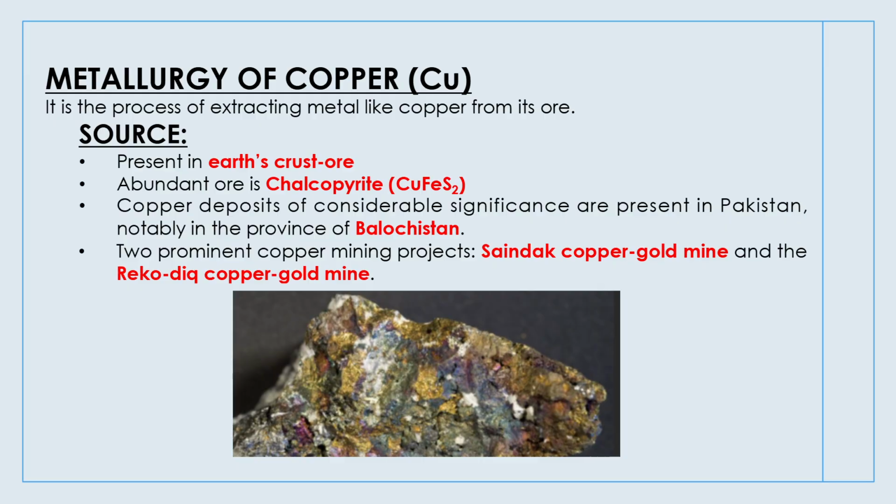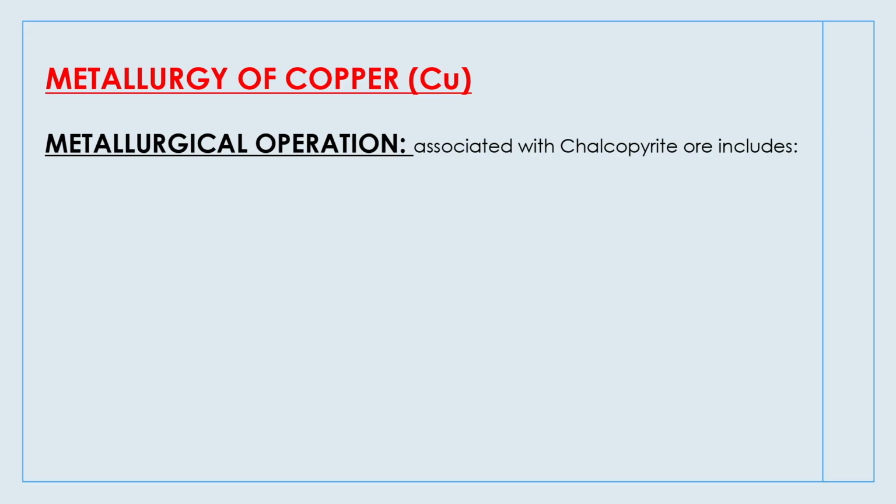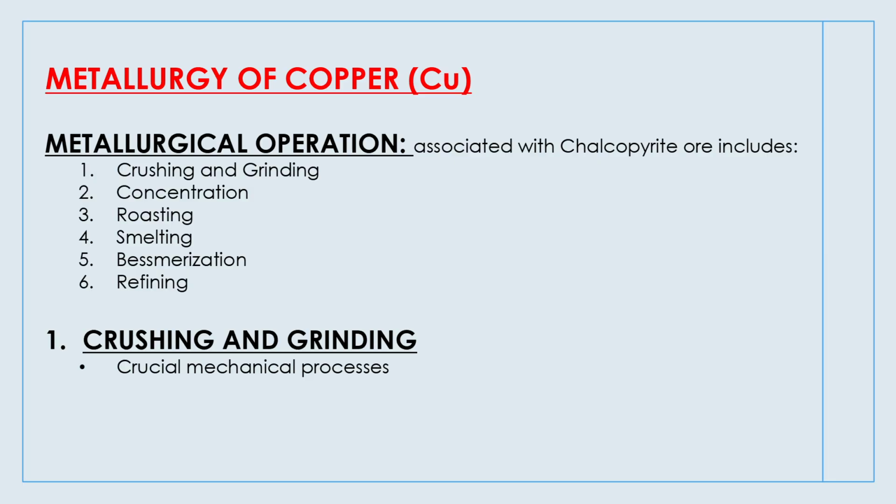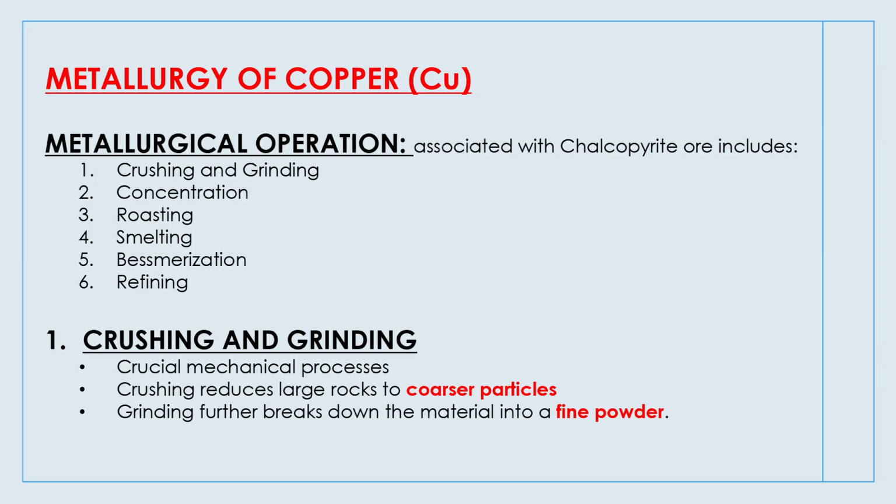This is an image through which you can see how it is extracted from the earth. Now the metallurgical operations that involve the extraction of copper. Six metallurgical operations are involved. First is crushing and grinding. It is a crucial mechanical process. Crushing reduces the larger rocks to coarser particles, whereas grinding further breaks down the material into a fine powder.